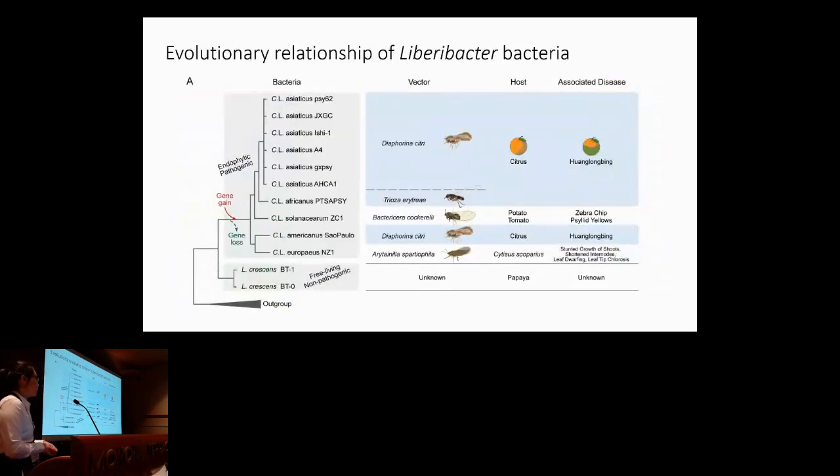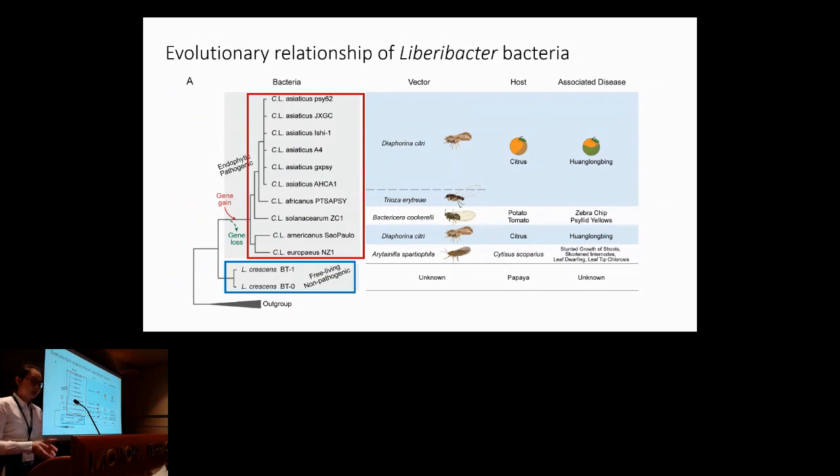To answer this question, we first conducted phylogenetic analysis for the Liberibacter pathogens and their closely related species. We found that all intracellular pathogens form a monophyletic clade, while the outgroup of all pathogens is the bacterium called Liberibacter crescens. This bacterium serves as the ancestral group of all pathogens. But interestingly, it is a non-pathogenic, free-living bacterium.